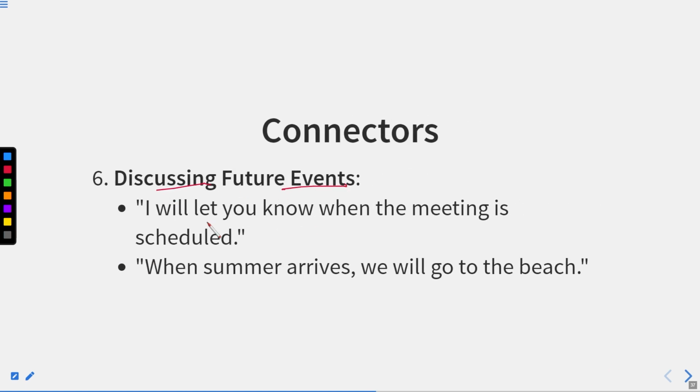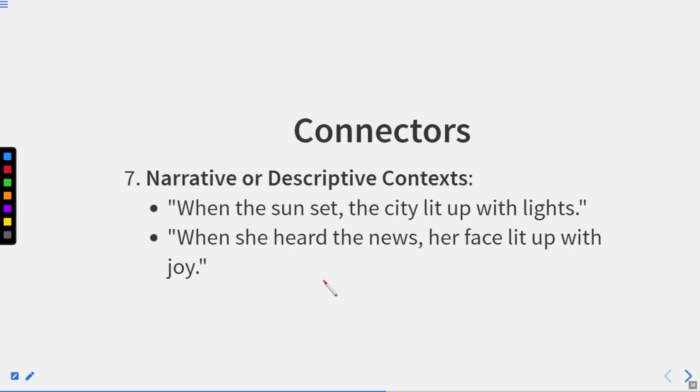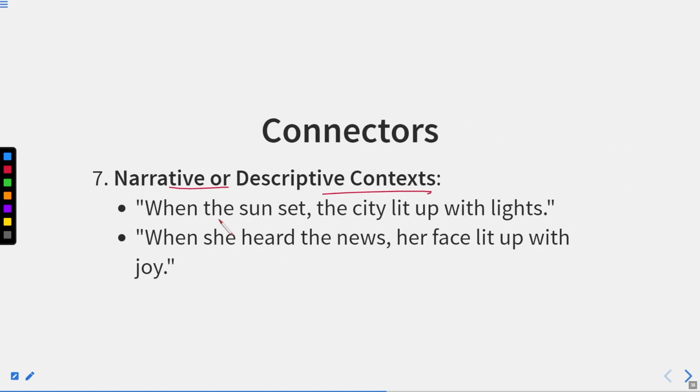Discussing future events. I will let you know when the meeting is scheduled. When summer arrives, we will go to the beach. So these are future events. Narrative or descriptive context. When the sun set, the city lit up with lights. When she heard the news, her face lit up with joy. So these are narrative or descriptive contexts.